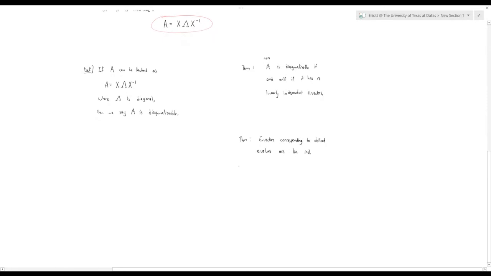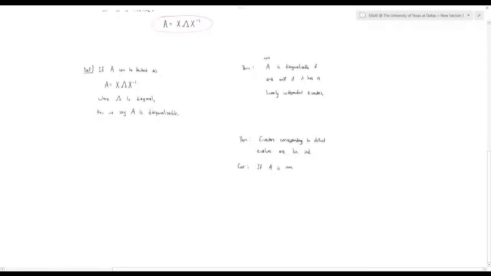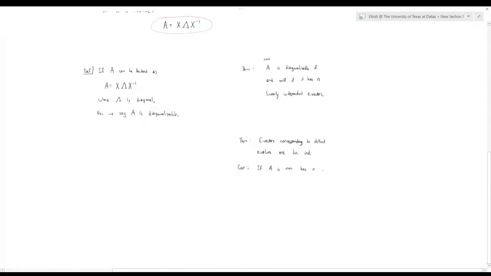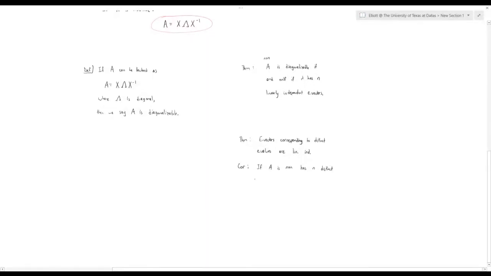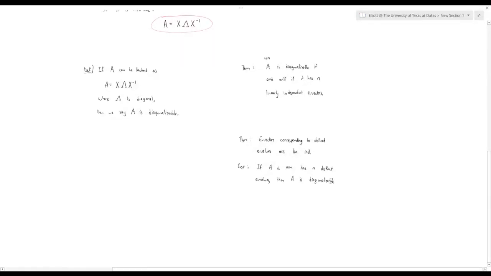And as a corollary of this theorem, a consequence of it, if your matrix A has n distinct eigenvalues, then it is going to be diagonalizable. Because with those n distinct eigenvalues, that will guarantee that you have n linearly independent eigenvectors. Okay.